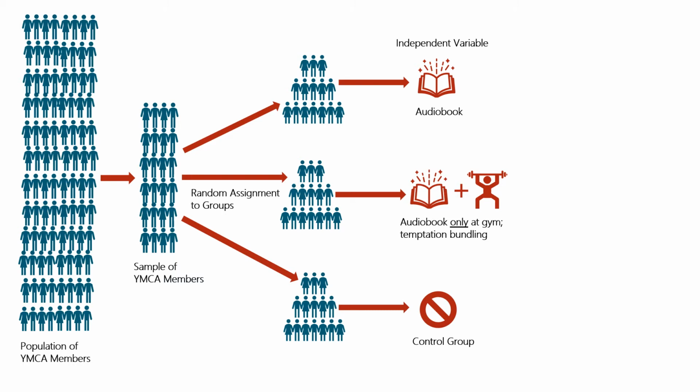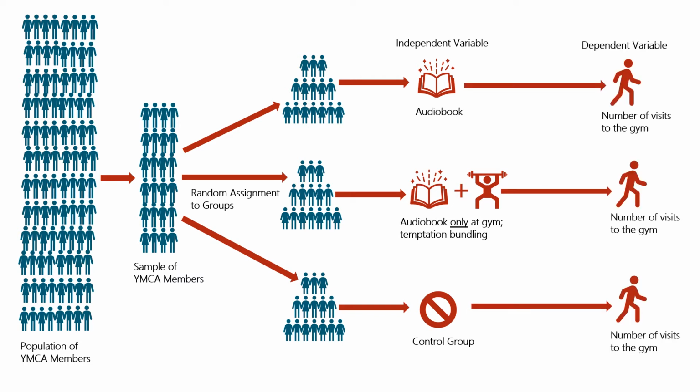The 3 groups we're going to have are the audiobook alone group, the audiobook group where they're encouraged to temptation bundle, so they're only supposed to listen to that audiobook while they're at the gym, or a control group that doesn't receive any instructions, nor do they receive an audiobook. Then at the end of a month, we're going to measure our dependent variable. So for each person, we're going to measure the number of visits they make to the YMCA.